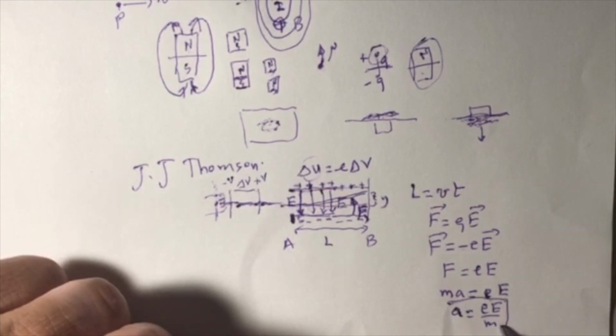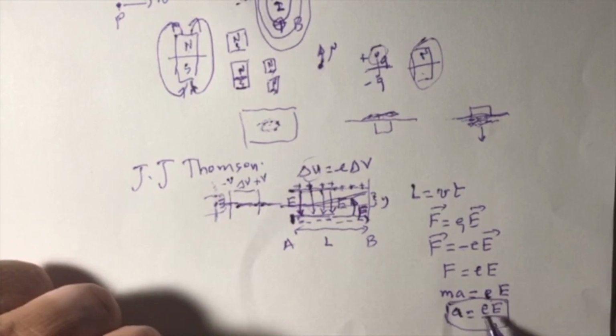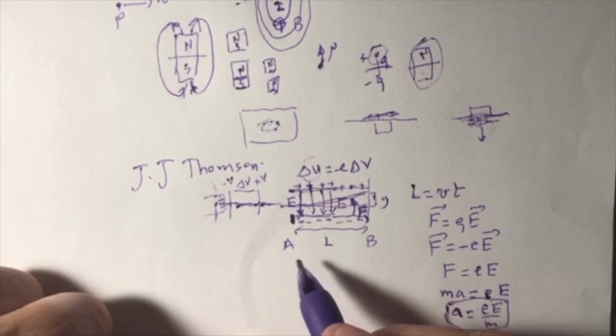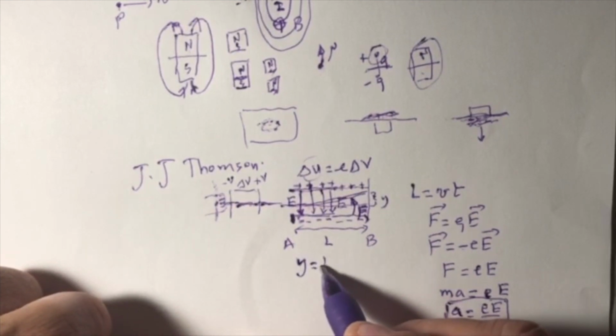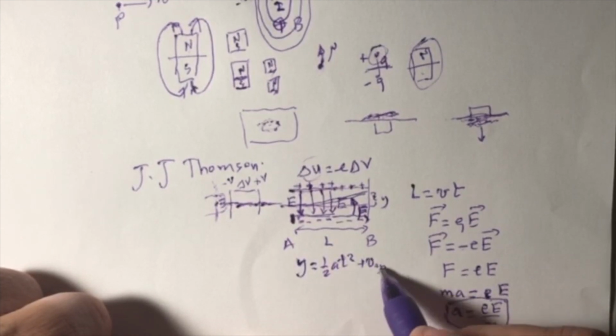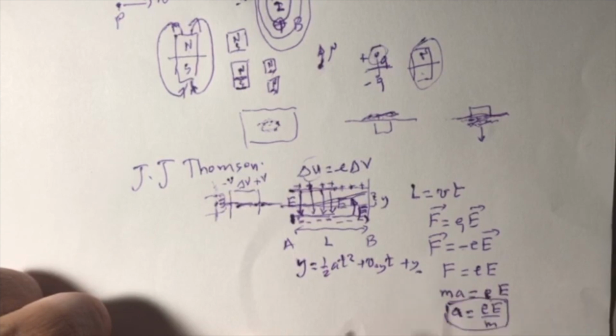So here is the acceleration. You can see that the acceleration is constant. This E, capital E, is constant, and the mass of the electron is constant. So we can apply kinematics. We can apply this equation: y is equal to 1/2 a t squared plus v0y t plus y0.